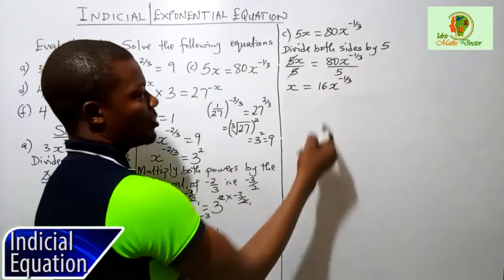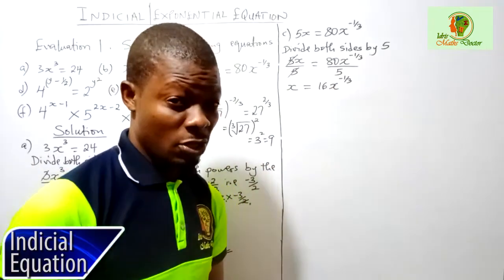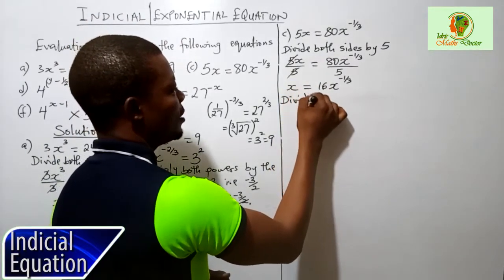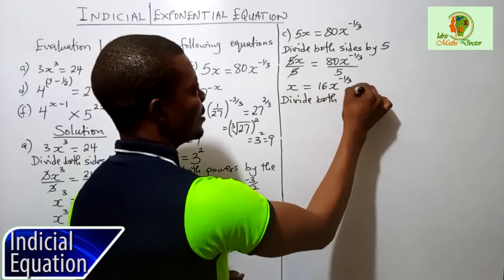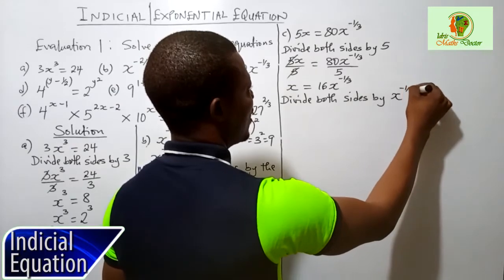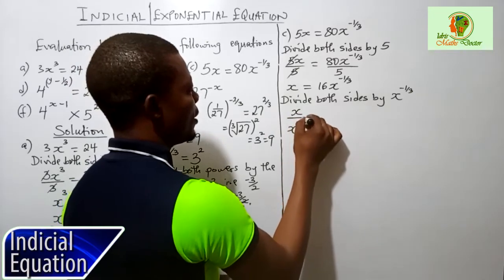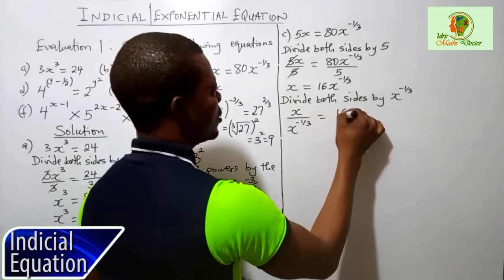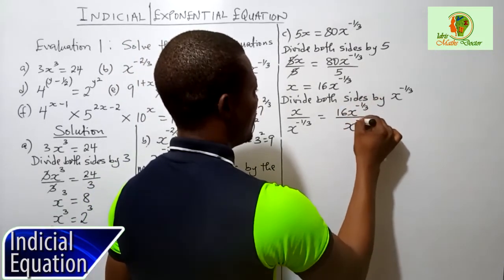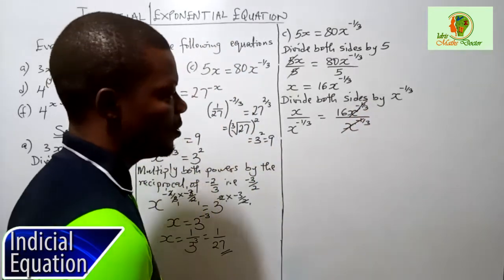We need to bring this x to the left hand side. The sign in between them is multiplication, and opposite of multiplication is what? Division. So again, we need to divide both sides by x raised to power minus 1 over 3. So that gives us x all over x raised to power minus 1 over 3 equal 16x raised to power minus 1 over 3 all over x raised to power minus 1 over 3. This cancels out this. So we're having only 16 on the right hand side.